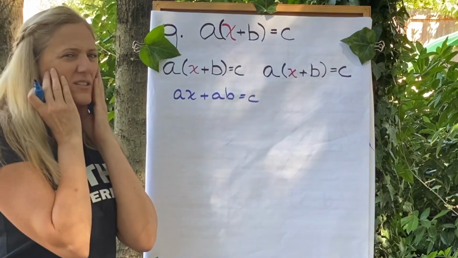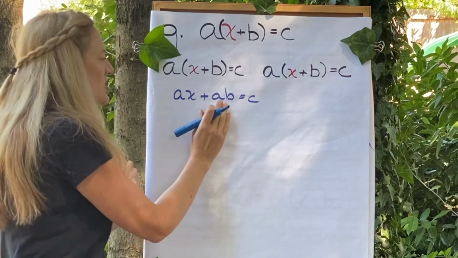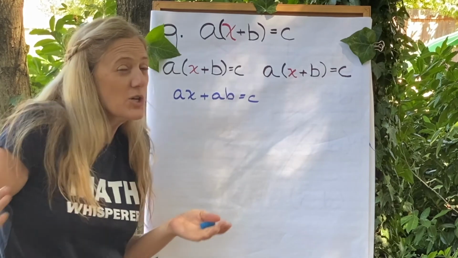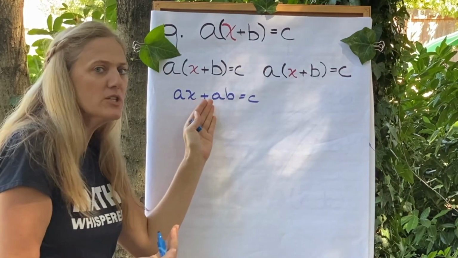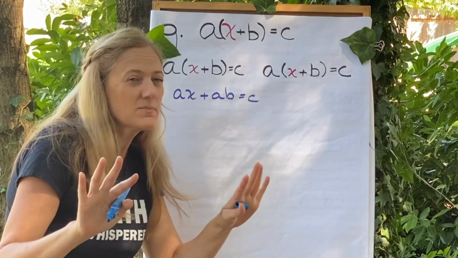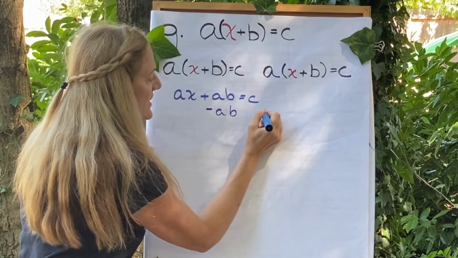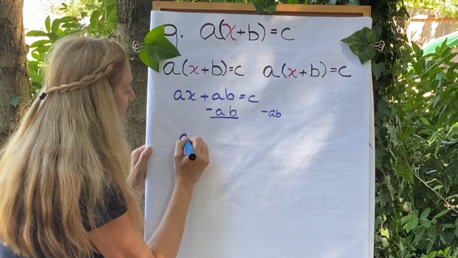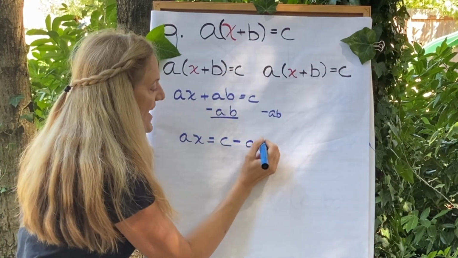Well, ooh, this is looking yucky, but it's okay. I need to undo addition. And you say, wait a second, but it's a times b. That's fine. If a is 2 and b is 3, 2 times 3 is 6. I just have plus 6. What would you do? You'd subtract 6. So don't let this be weird for you. So we'll go ahead and use subtraction property of equality, subtract the a times b, and now I have a times x equals c minus a times b.